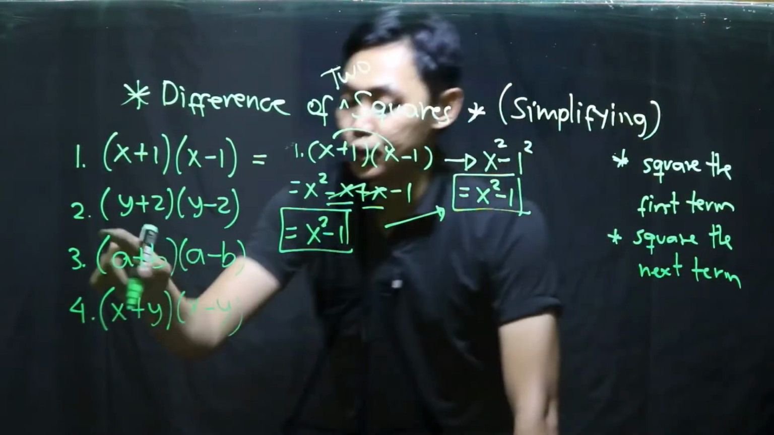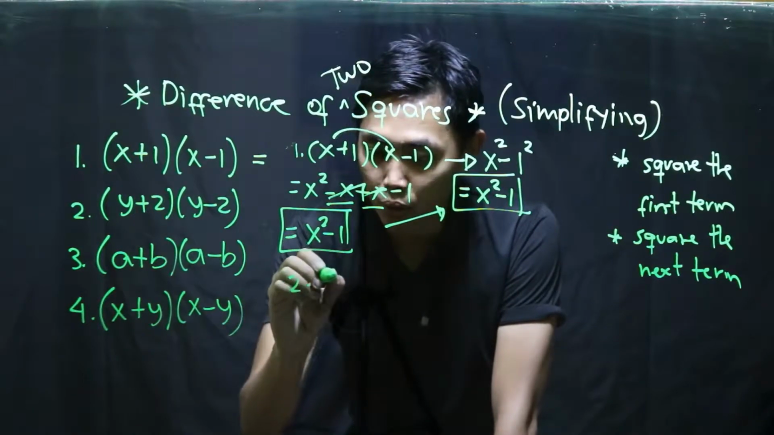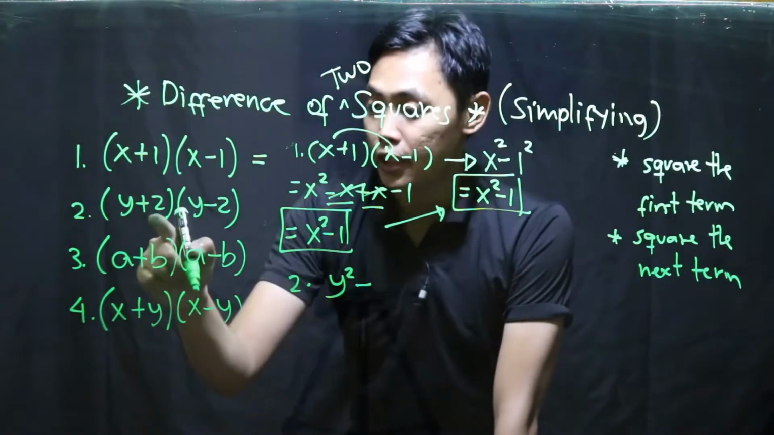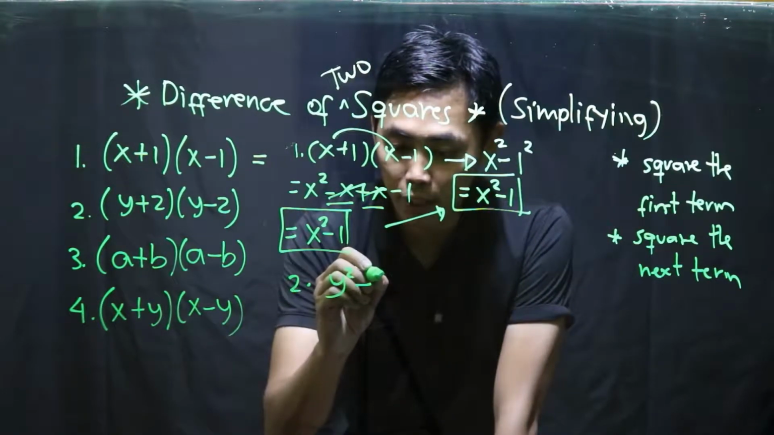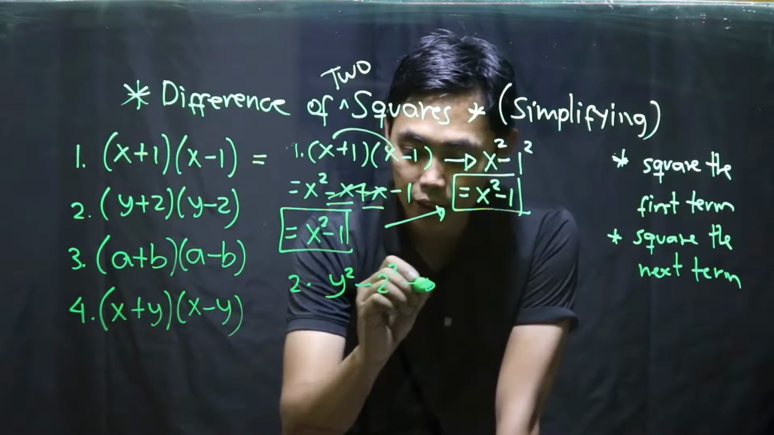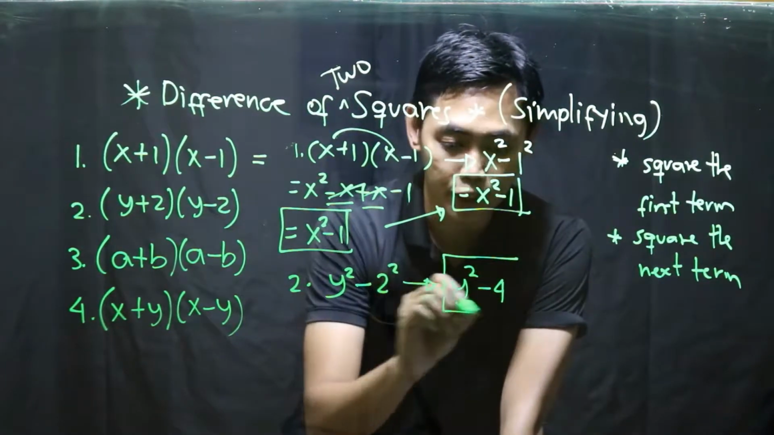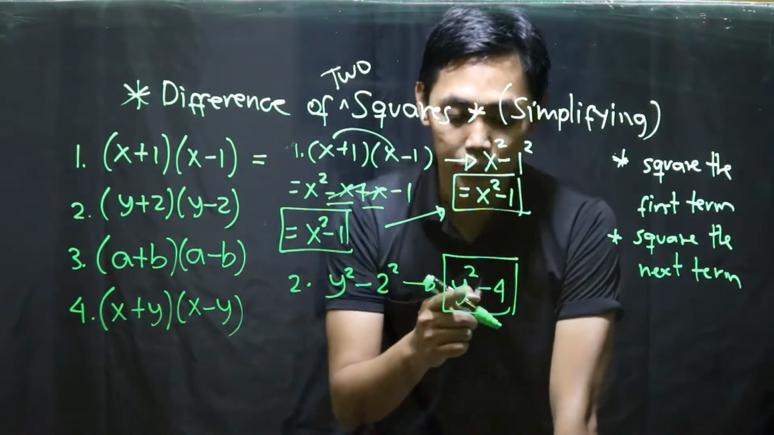Let's try number 2. Let's square the first term: y squared, minus, then square the second term, 2 squared. The answer is y squared minus 4. We did not use the FOIL method, but we already figured out the answer.